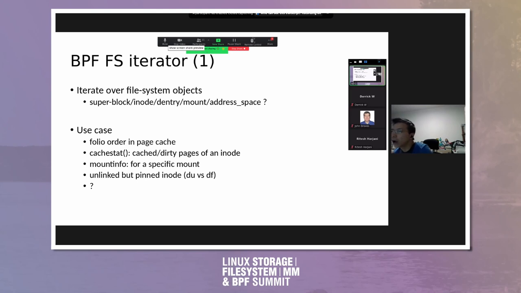Let me continue. Another possible use case is trying to find some inode which is unlinked but pinned. Here, pinned especially means pinned by the kernel; the file is opened by the kernel. So we can use it to find why there is a difference between the output of du and df. This is one possible use case for us.